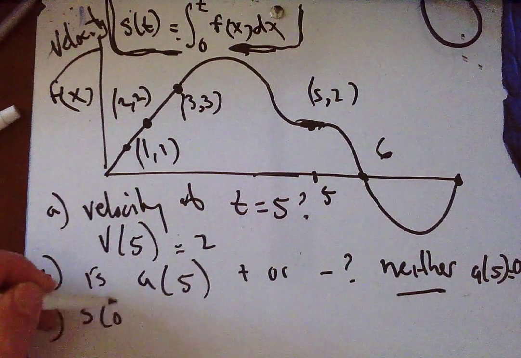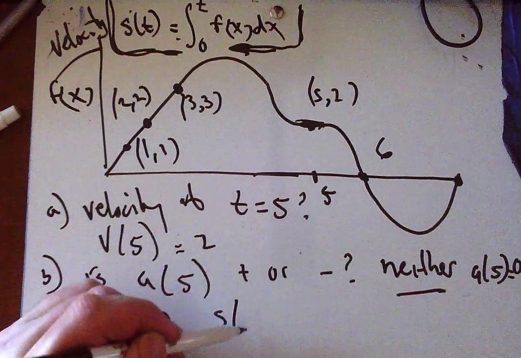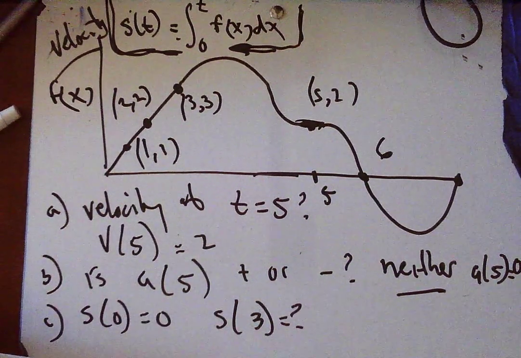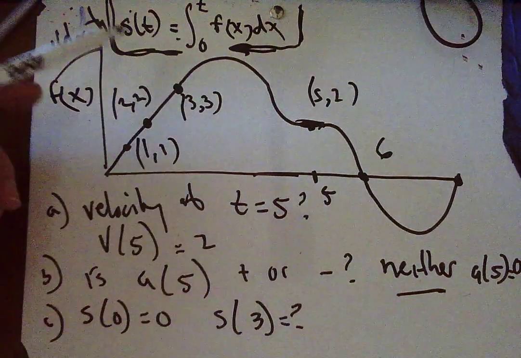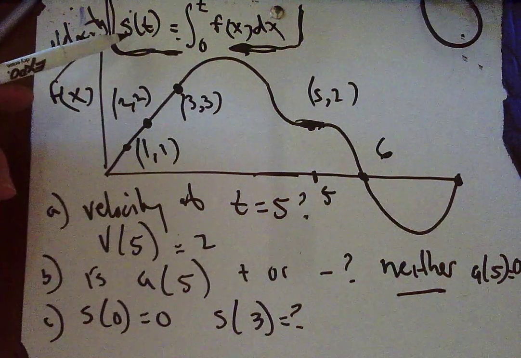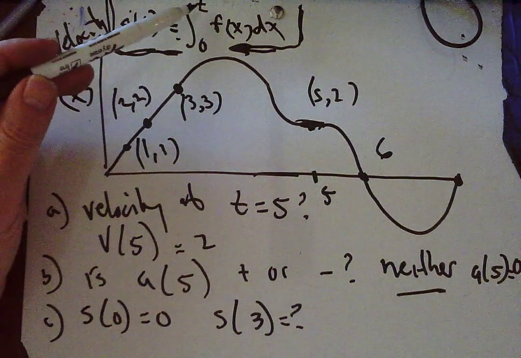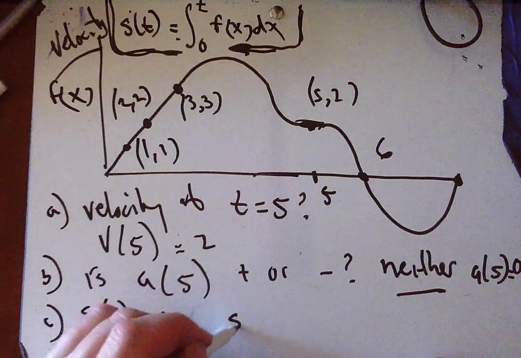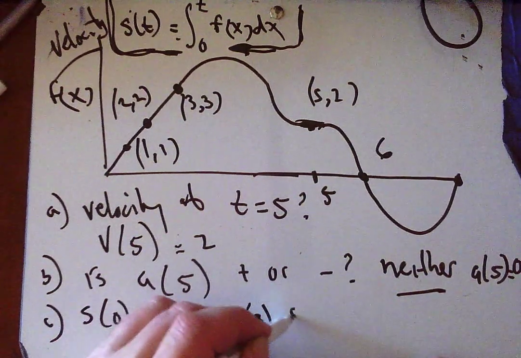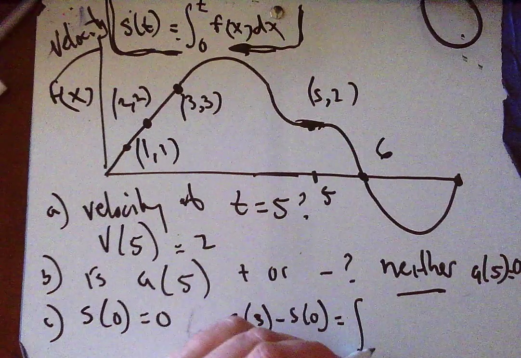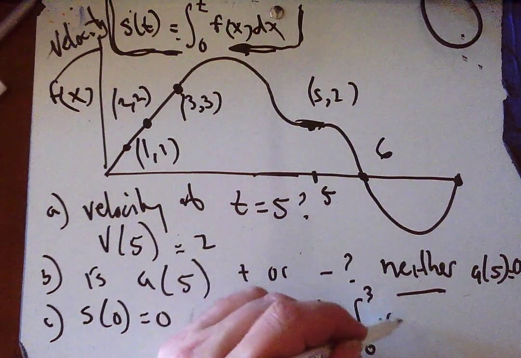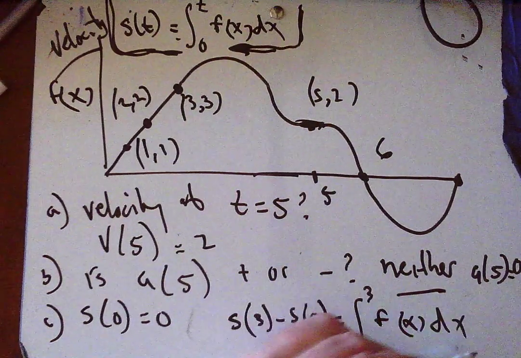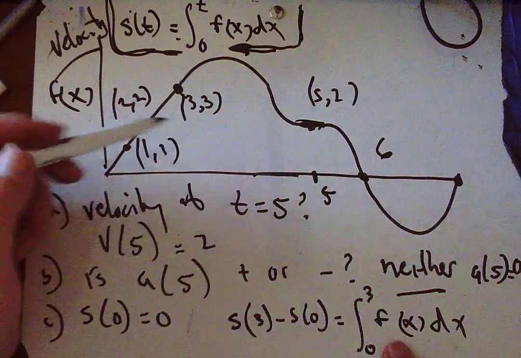C. Find the position at t equals 3 if the initial position was 0. Okay, so they're telling me that s of 0 equals 0, and they want me to find s of 3. Where's this object at time equal to 3? Well, look up here. See how position has been defined as this integral from 0 to t? That means that I can say s of 3 minus s of 0 equals the integral from 0 to 3 of this graph of f of x dx. Okay, so let's find that integral.